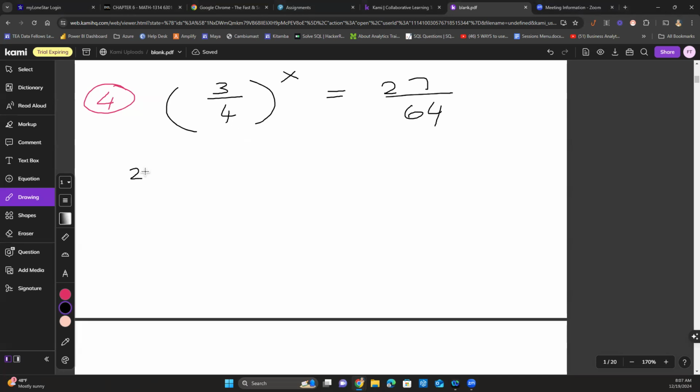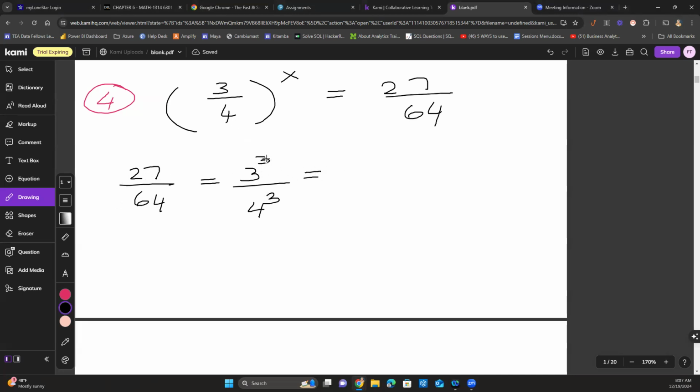If I think deeper, 27 over 64, 27 means 3 to the third power, and 64 is 4 to the third power. When I multiply the 4 three times by itself, I get 64. When I multiply the 3 three times by itself, I get 27.